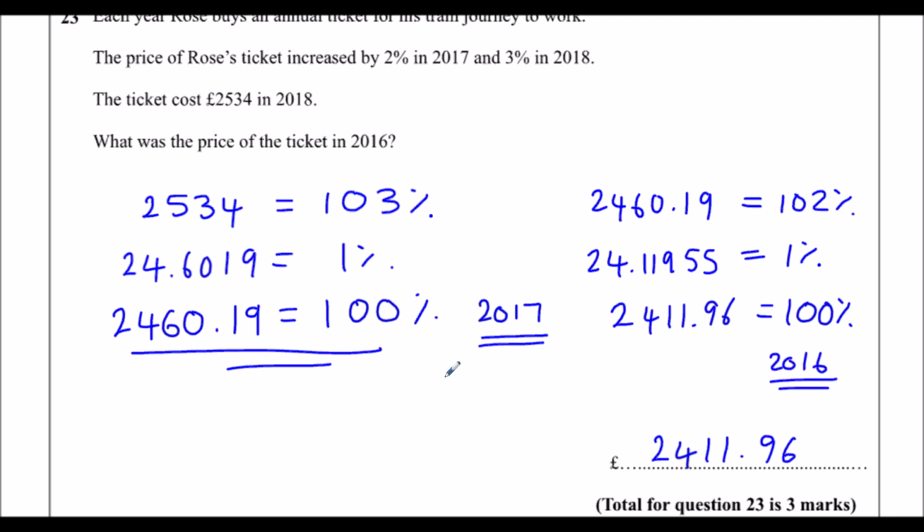And if I want to check my answer, I can add 2% on, and then add 3% on, and see if I get back to the 2018 price, which I hopefully will.